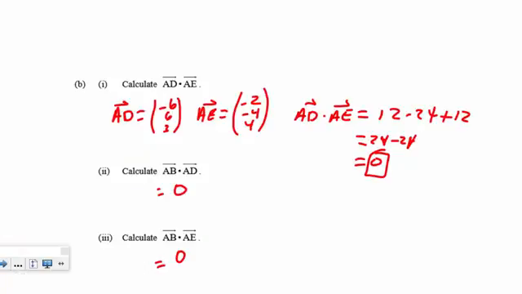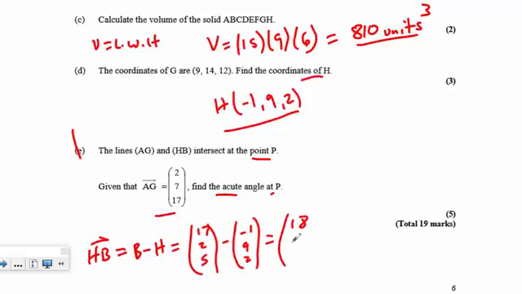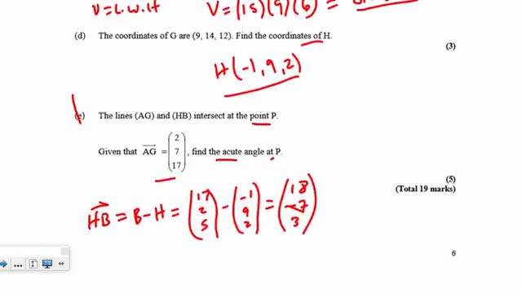A lot of jumping around here, sorry. 17, 2, and 5, and I'm going to subtract H, which is -1, 9, and 2. This will give me 17 plus 1, which is 18. 2 minus 9, which is -7. That's awful. And 5 minus 2, which is 3. Okay, so now that I have HB and AG, let's take their dot product and get this answer.